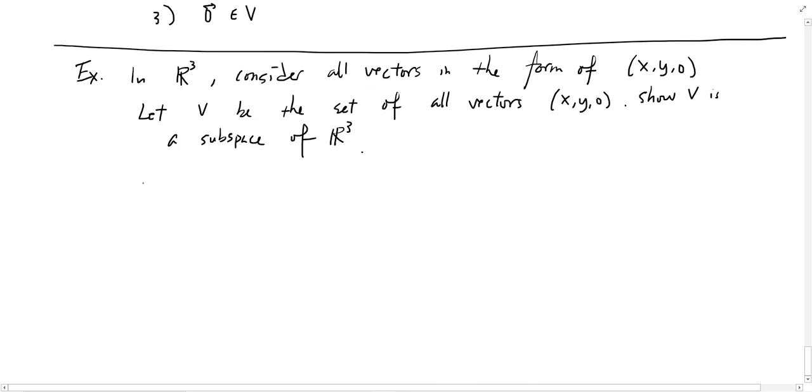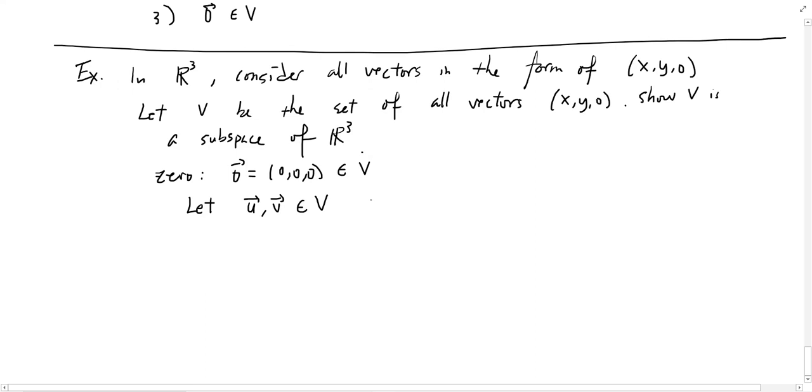So let's go and try this. The way to prove it is to simply show that those three properties hold. The easiest one to show is the 0 vector. In this case, the 0 vector is just 0, 0, 0, which is definitely in V, because it is in the form of x, y, 0, where x and y are both 0. Now let's prove the addition closure property and the scalar closure property. To do that, I first define two elements, vector v and vector u, to be in the set V.